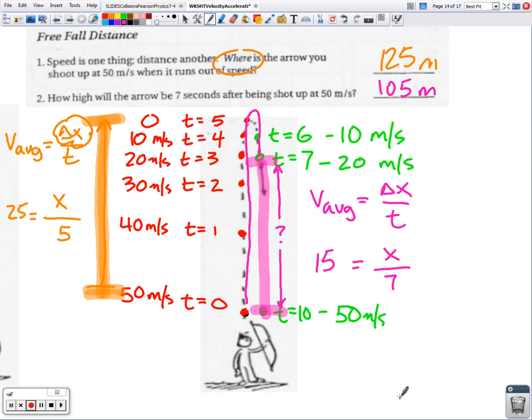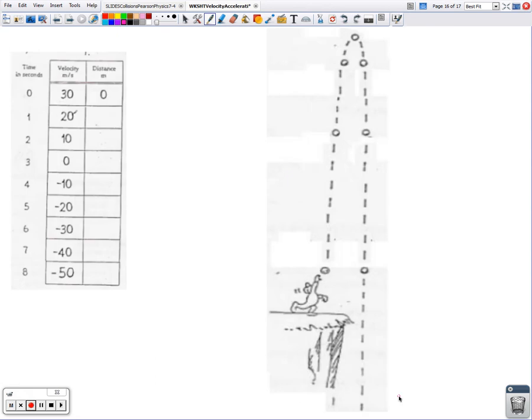Let's go to the back page. I know there's a couple questions down there at the bottom. I'm not going to worry about those questions right now.